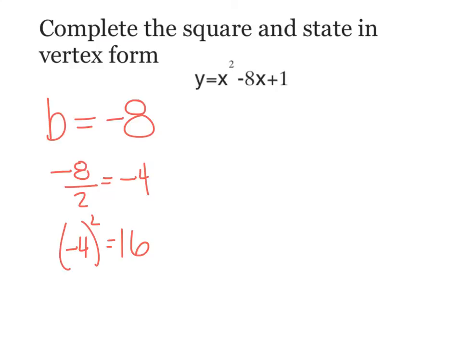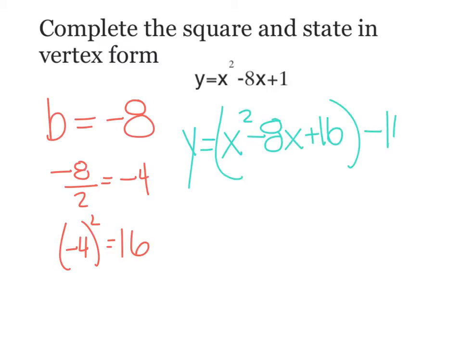So the first thing I did was I found my b term, which is negative 8. I cut it in half, and I got negative 4. I wrapped it in parentheses, squared it, and I got 16. Every time you square something, you should get a positive. So now I'm going to add that number and subtract that number. I'm going to leave my first two terms, add that number, wrap those three, subtract that number, and leave my plus 1 on the end.